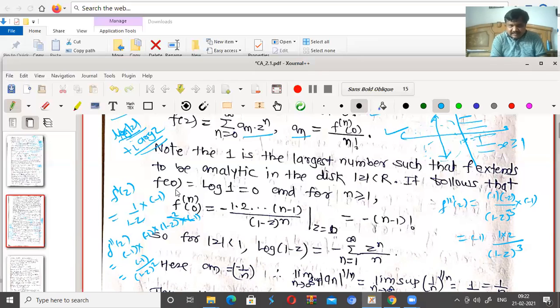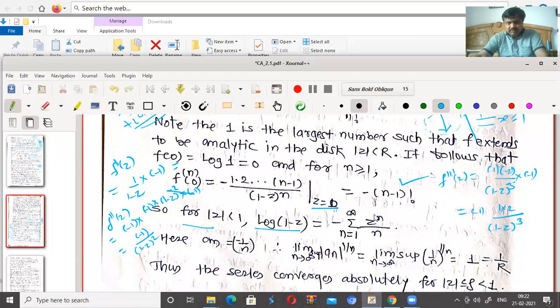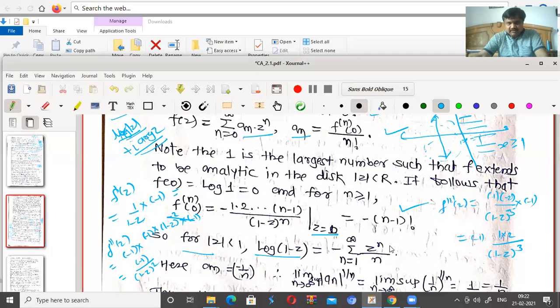And at z equal to 0, f^(n) at 0 becomes minus 1 into 2 up to n minus 1 divided by 1 minus z to the power n at z equal to 0. Now what will happen at z equal to 0? It becomes minus of 1 up to n minus 1, that is minus of n minus 1 factorial. So for mod z less than 1, log of 1 minus z equals minus summation from n equal to 1 to infinity z raised to n upon n. Why z raised to n upon n? What is a_n?